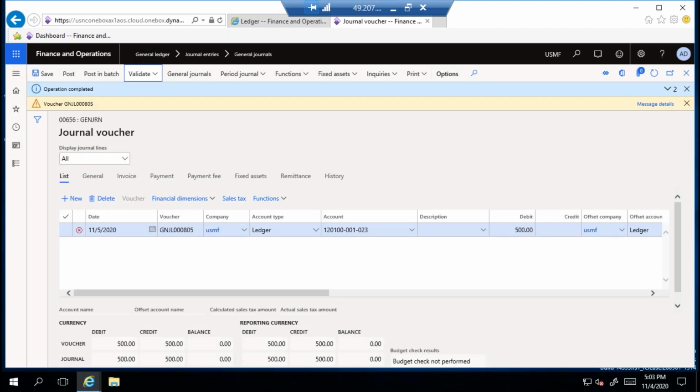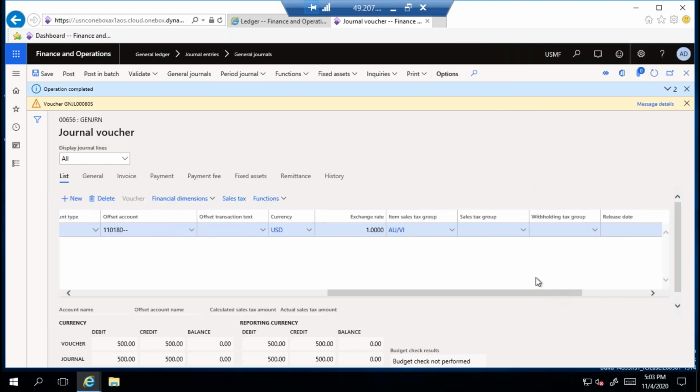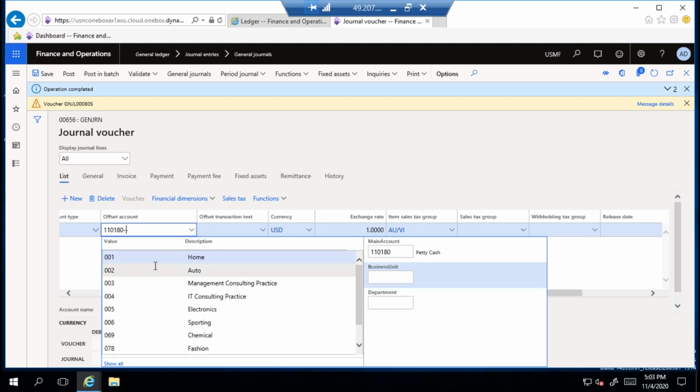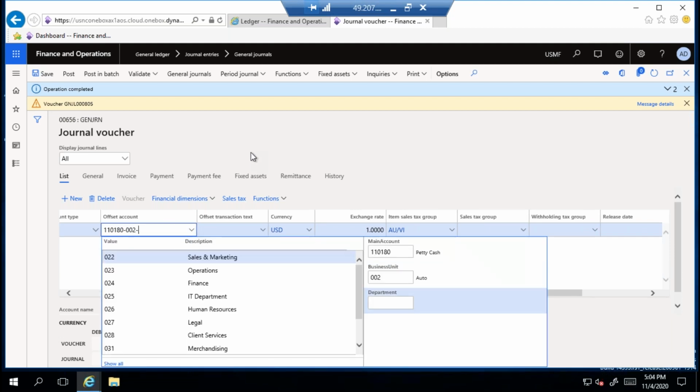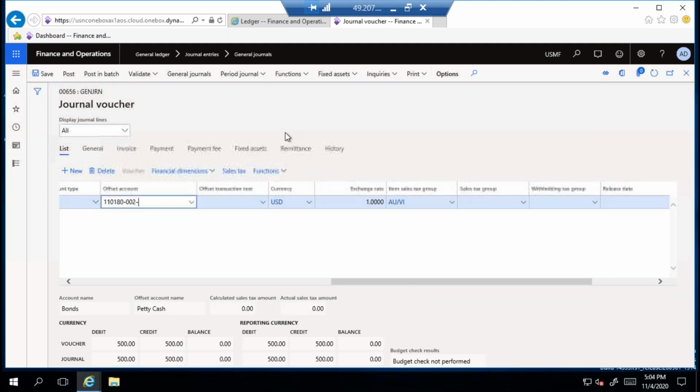It is throwing error messages once again. It is throwing for 110180. Suppose I have mapped only the business unit. Only business unit I have mapped, skipping the department. Let me try what happens.